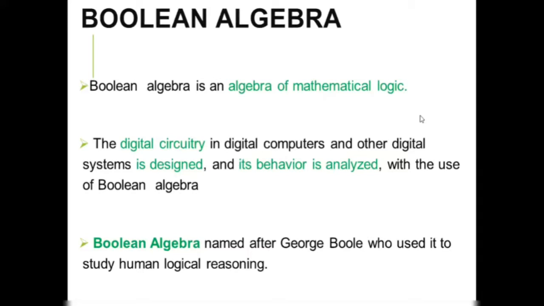There are logic blocks used in computers. It's named after George Boole, who used it to study human logical reasoning. So this is a mathematics subject as well. Many of you may study that. Okay.